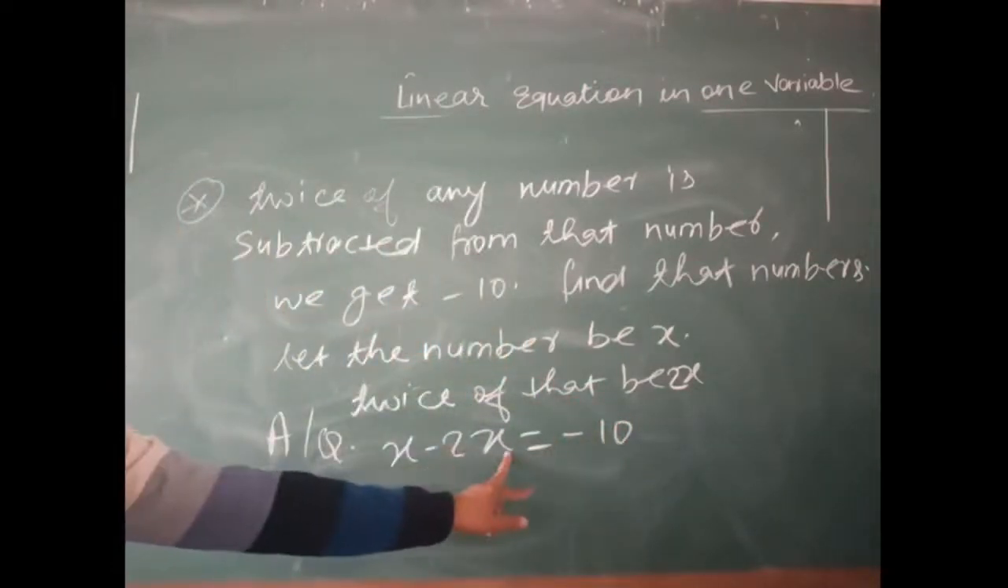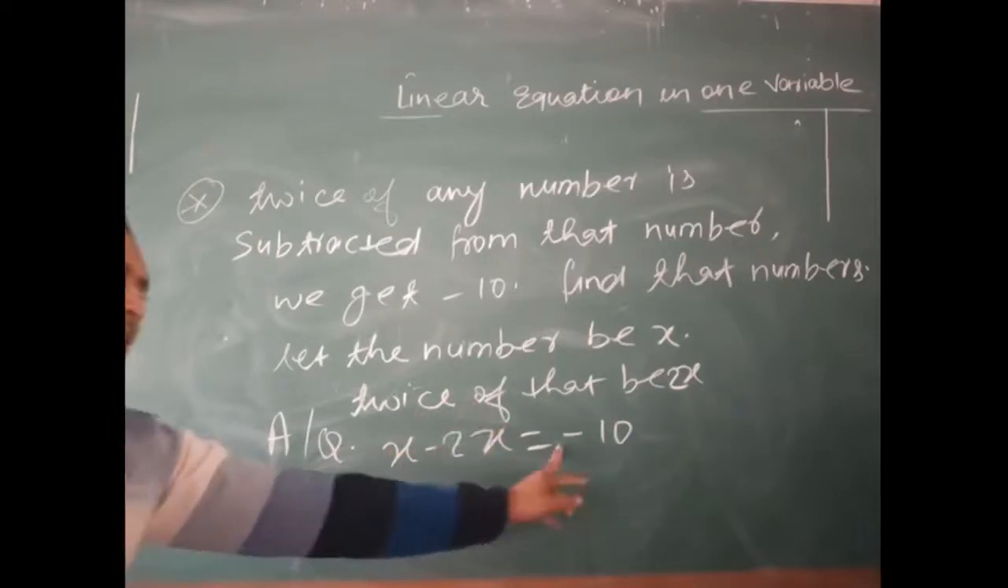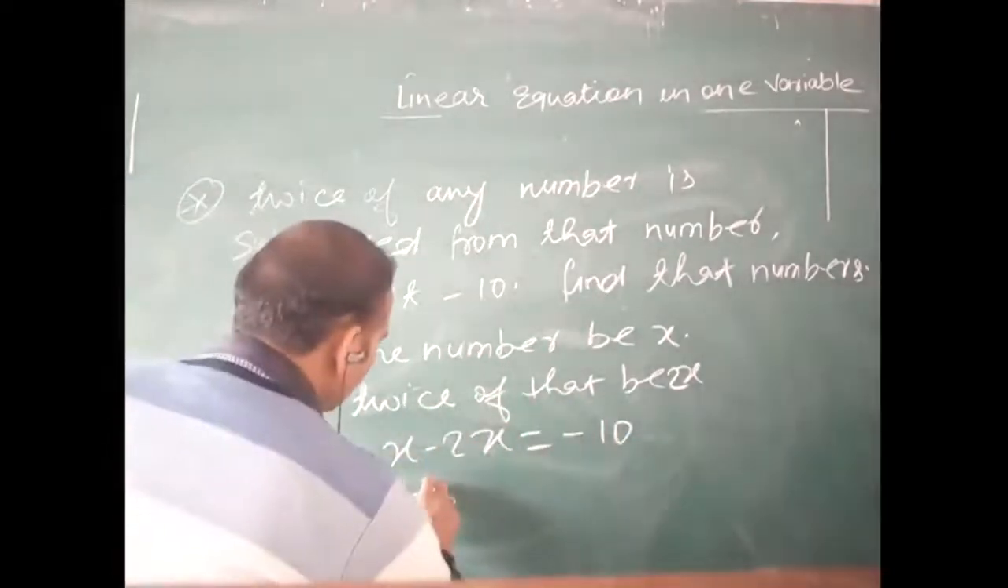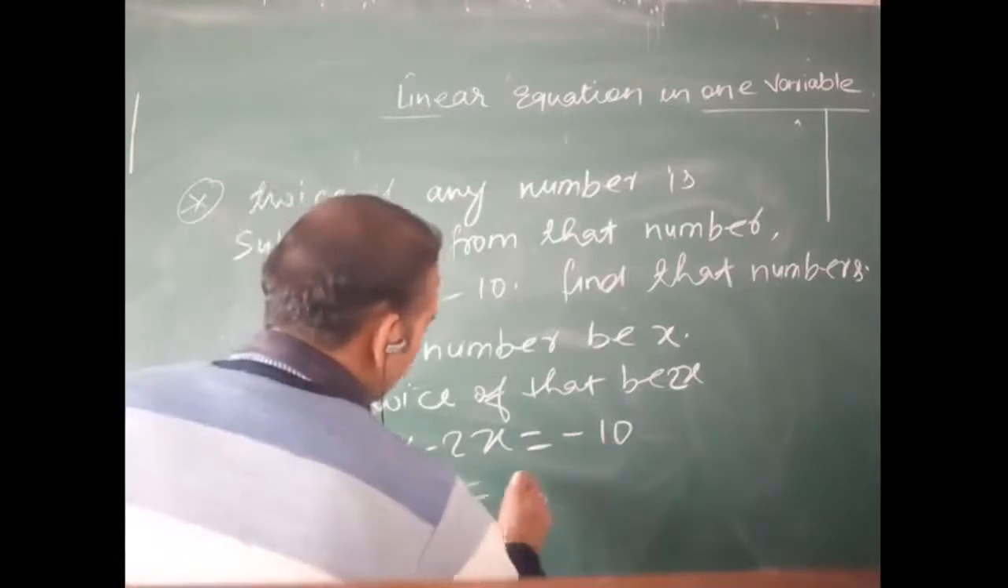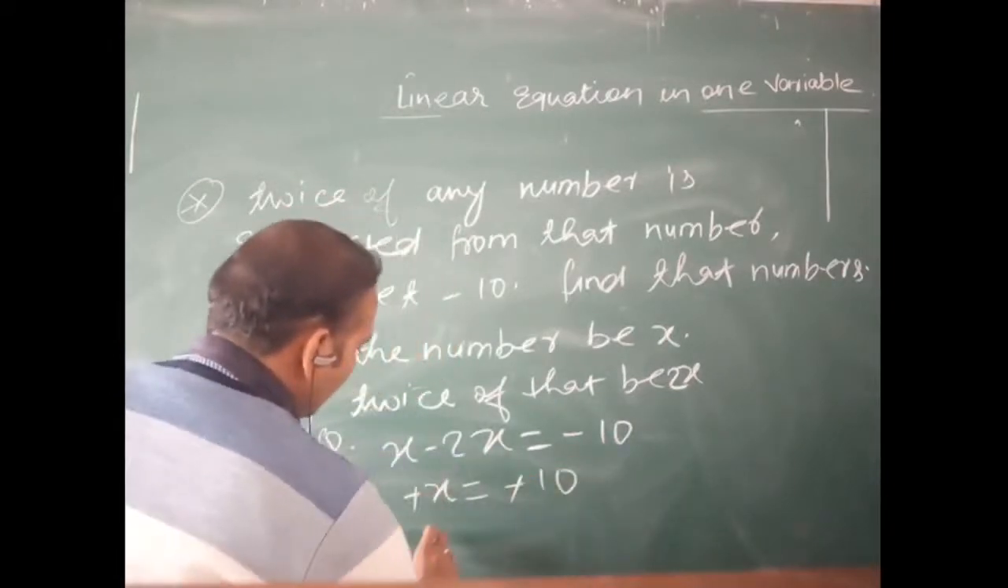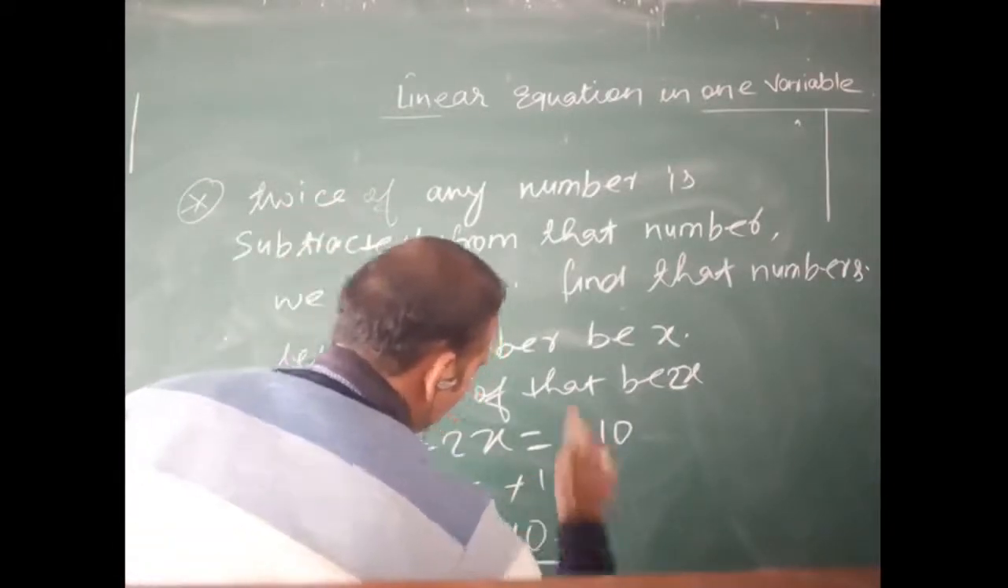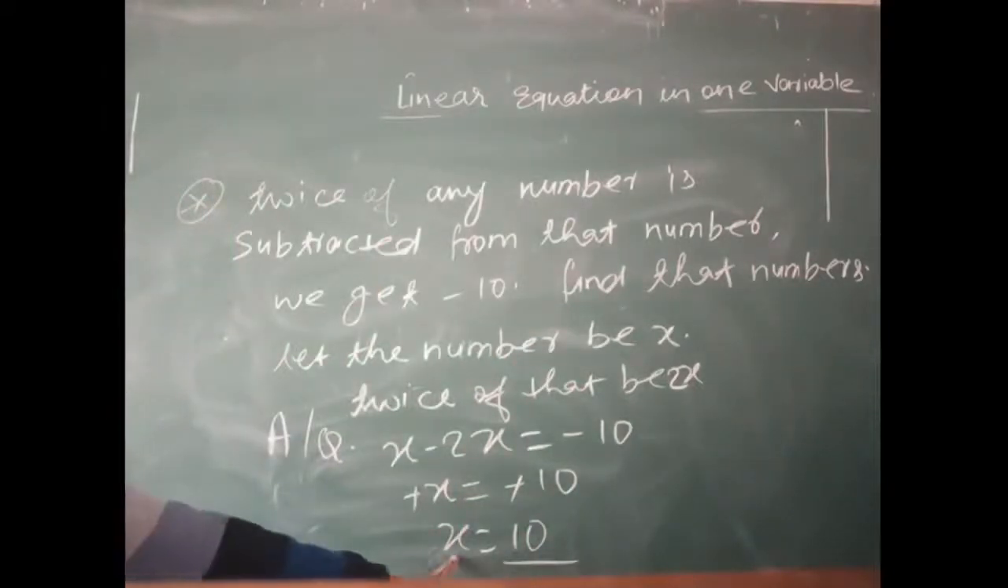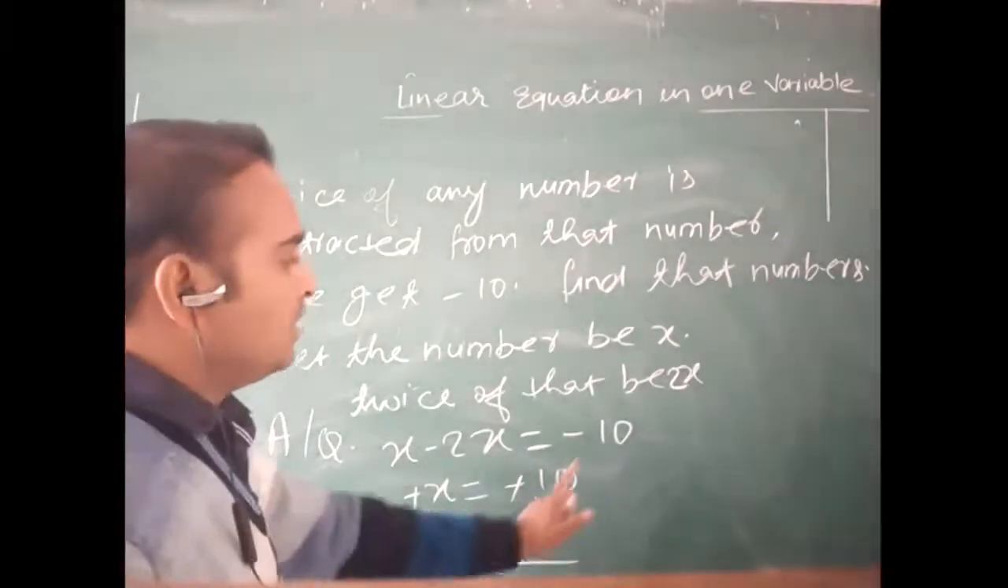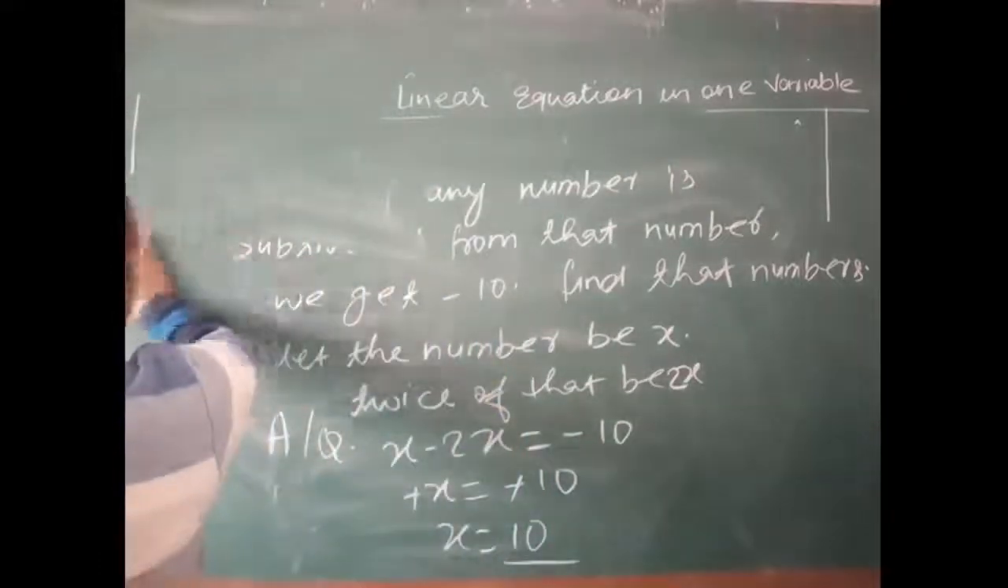Twice of a number is subtracted from a number, we get minus 10. That is minus x equal to minus 10. x equal to 10. That number is 10. That means twice of that number is 20. And when 20 is subtracted from 10, we get minus 10. Is it clear?